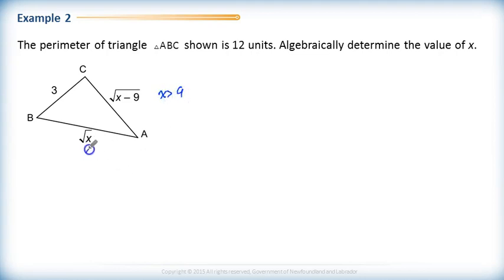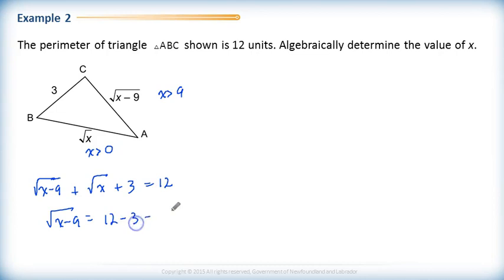And for this one, it has to be greater than 0. Now, we add up our sides, and we have root of x minus 9, because we're working with perimeter, so we add the sides. Root of x minus 9 plus root of x plus 3 is supposed to equal 12. It's a radical equation, so we start by isolating the more complicated-looking radical, which is the root of x minus 9. So we have root of x minus 9 equals 12 minus 3 minus the root of x. 12 minus 3 is 9. So we have root of x minus 9 equals 9 minus root of x.